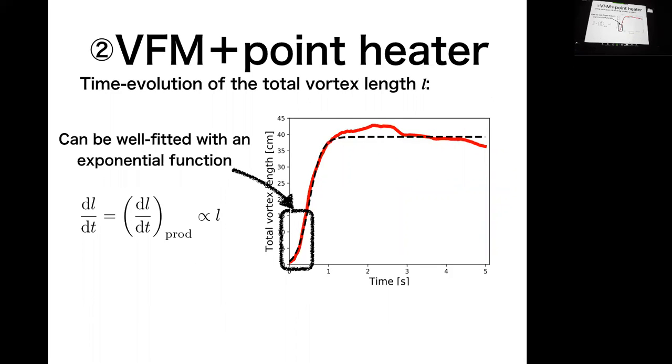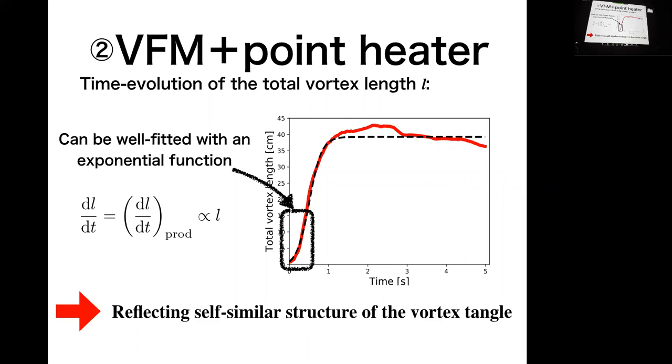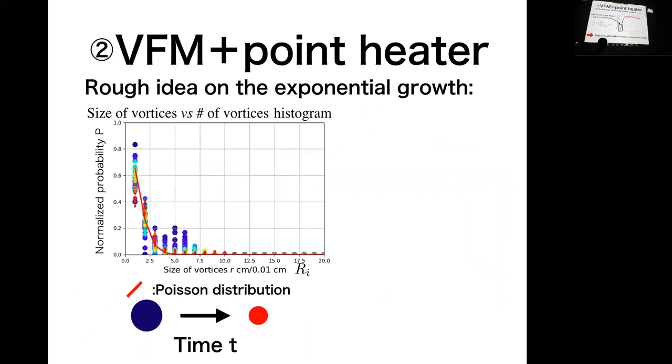And now this portion around here looks like we can fit it with an exponential function, which means the production term is proportional to this L. So what this indicates is that it's probably reflecting the self-similar structure of the vortex tangle. What I mean by that is, if I plot the vortex ring size versus number at each time, it looks like a Poisson distribution at the early time of this evolution.